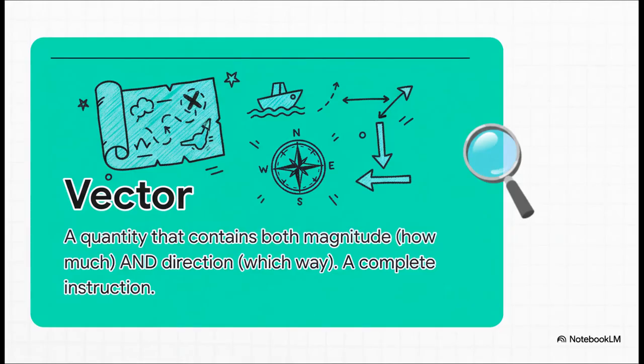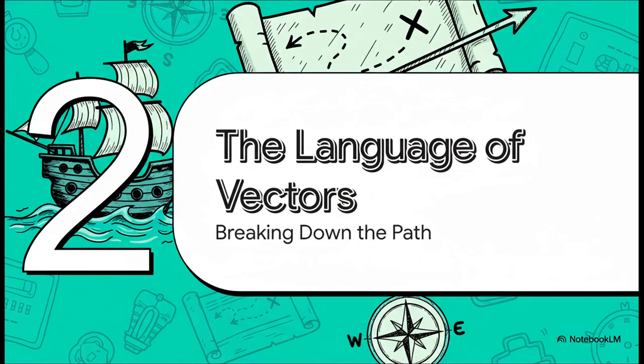Okay, so let's just make it official. A vector is a quantity that has both of those things, magnitude and direction. Honestly, the best way to think about it is as the ultimate instruction. It doesn't just tell you how long the trip is, it gives you the entire roadmap in one tidy little package.